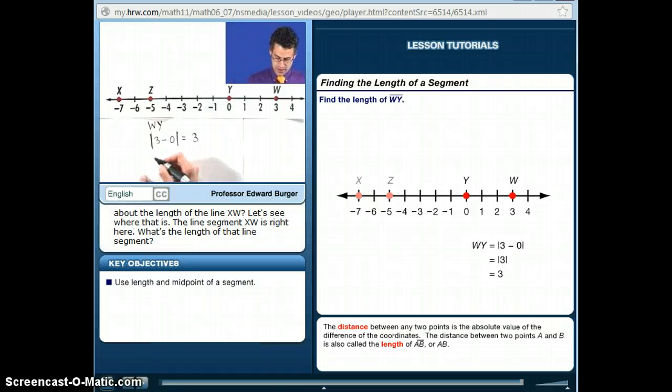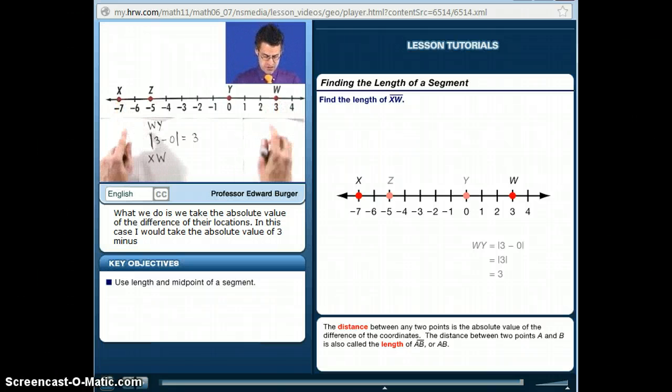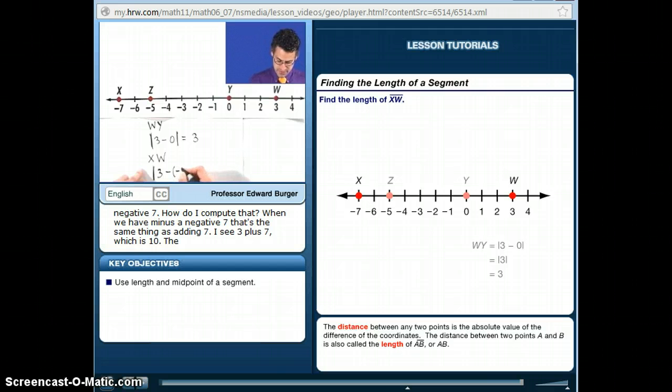What about the length of line segment XW? Well, let's see where that is. The line segment XW is right here. So what's the length of that line segment? Well, what we do is we take the absolute value of the difference of their locations. So in this case, I would take the absolute value of 3 minus negative 7.